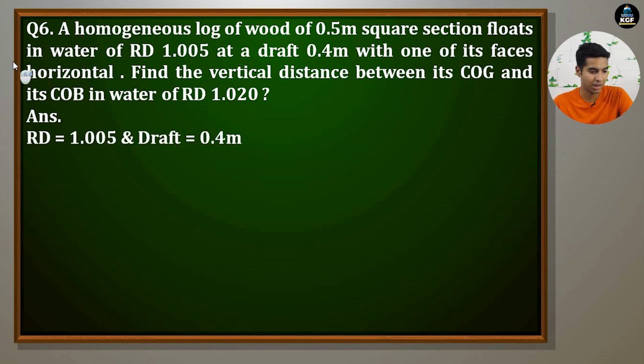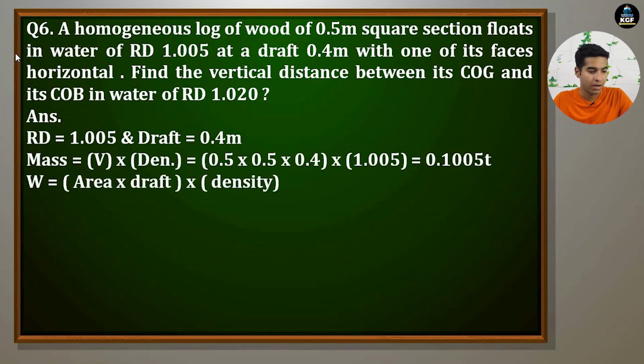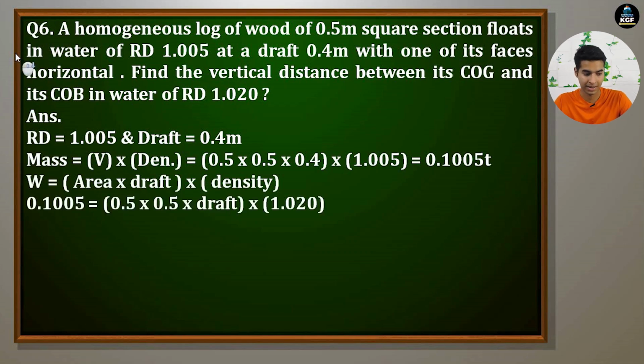So let's start with the given data. RD is 1.005 and draft will be 0.4 meters. So mass will be volume multiplied by density, which equals 0.1005 tons. Displacement will be area into draft. Area into draft will be volume multiplied by density. So we have the displacement as follows: 0.1005.